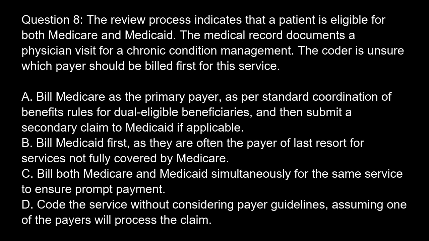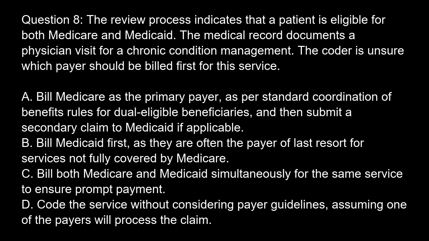Question 8. The review process indicates that a patient is eligible for both Medicare and Medicaid. The medical record documents a physician visit for chronic condition management. The coder is unsure which payer should be billed first for this service. Option A. Bill Medicare as the primary payer, as per standard coordination of benefits rules for dual-eligible beneficiaries, and then submit a secondary claim to Medicaid if applicable.